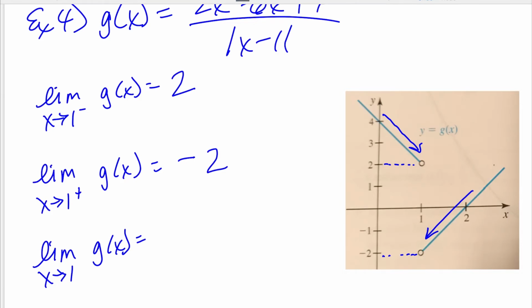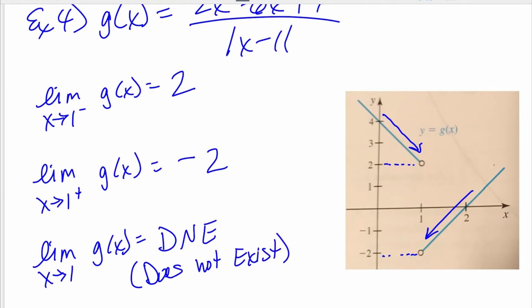Because the left and the right limits are not equal. So this is DNE, or does not exist. I do not have a limit at 1. I have a couple of one-sided limits, but I don't have an actual limit at 1. If there's no plus or minus on this, that means that the left and the right meet up. Don't have to have a value there, but they do meet up. And that's the key. All right.